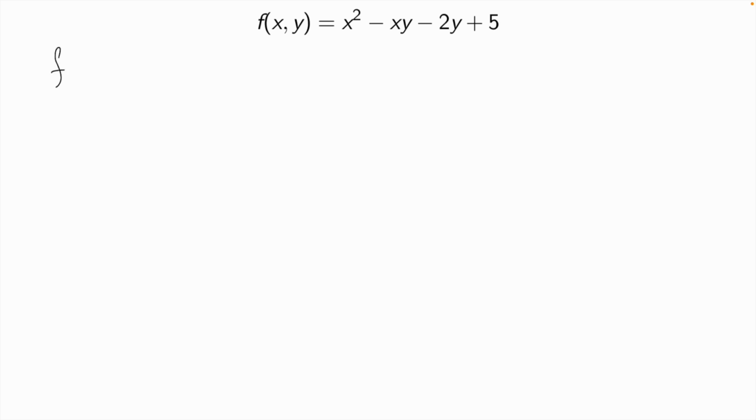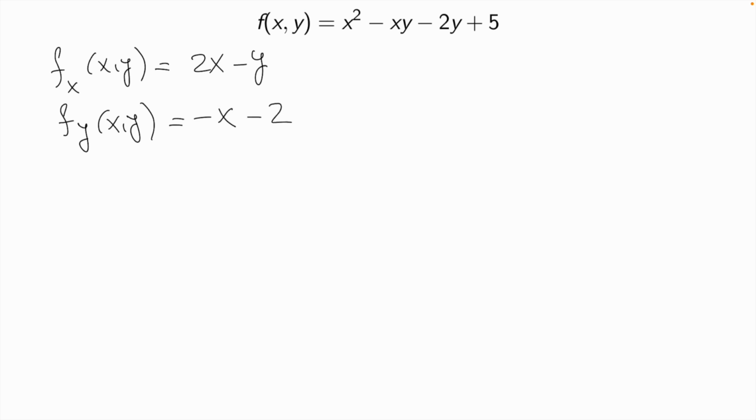Let's start. The partial derivative with respect to x at (x, y) is going to be, the derivative with respect to x of this function, 2x minus y. And then the derivative with respect to y of this function is going to be minus x minus 2. And so we need to normalize the vector. Let's say that in this case we want the derivative in the direction of the vector (2, 1).